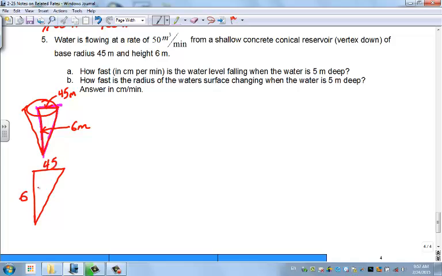If I were to draw a radius at some point in time and a height at some point in time, what I could do is say that the radius over the height equals the radius over the height. Okay, so remember this, I don't have that height in a good spot, so let me see. This whole side is 6. This whole height is 6. So we're going to do 45 over 6 equals r over h. Okay, so we say 45 over 6 equals r over h.